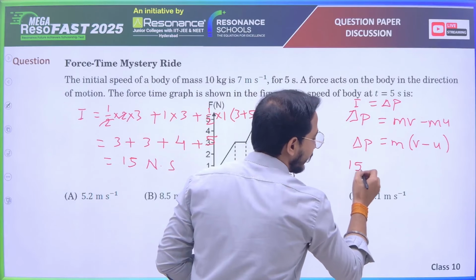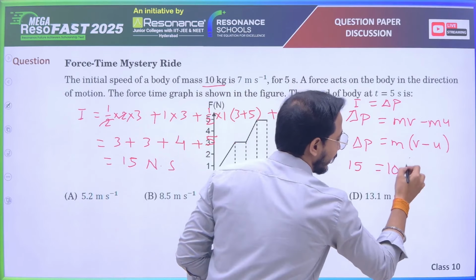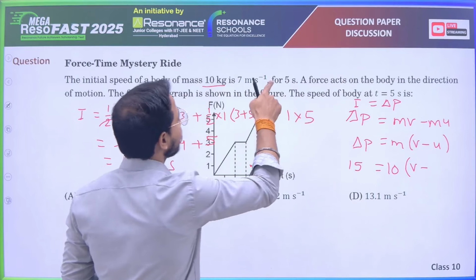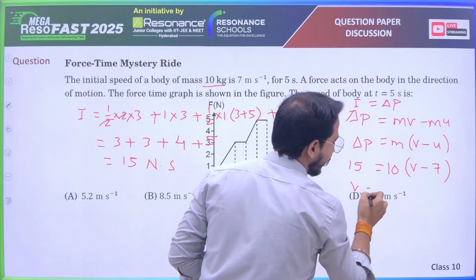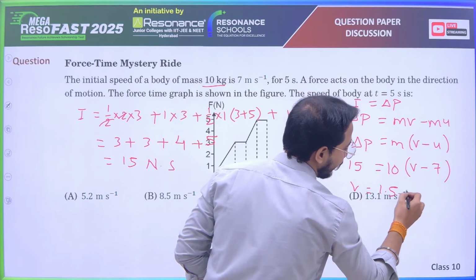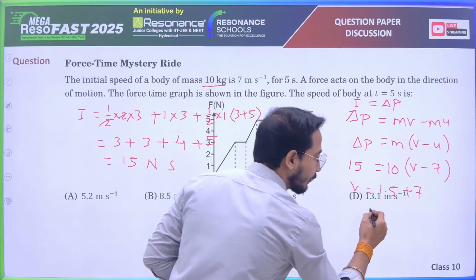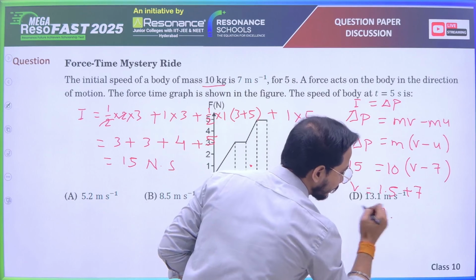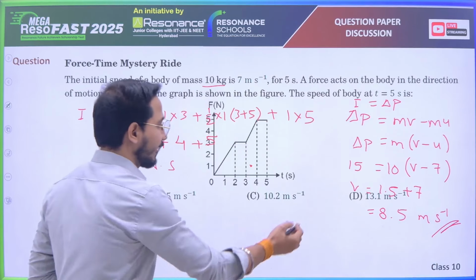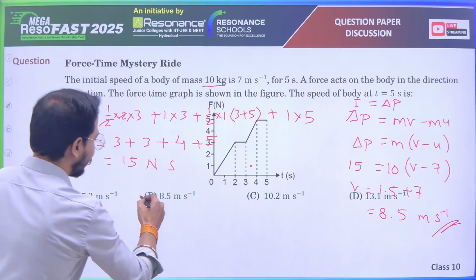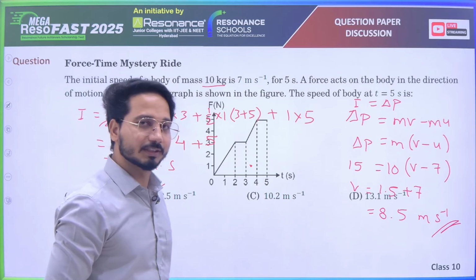So we can write 15 is equal to 10 times (v minus u), where the mass of the body is 10 and the initial speed is 7 meter per second. So v will be equal to 1.5 plus 7, which is approximately 8.5 meter per second. Yes, 8.5 meter per second, option B. Option B is the correct answer for this question, right?